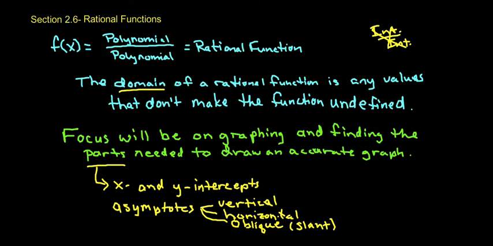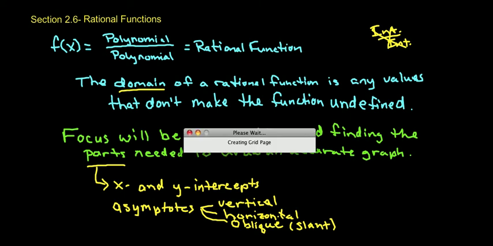Now, as far as finding each of these things, they each have their own rules, but let's first take a look at what an asymptote is. So let's go over to our next page here. All right, so the first thing is, what is an asymptote? Well, there are a couple of ways to look at this, and we'll go real basic here.